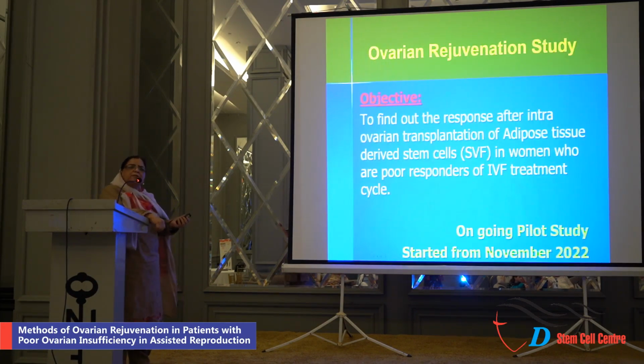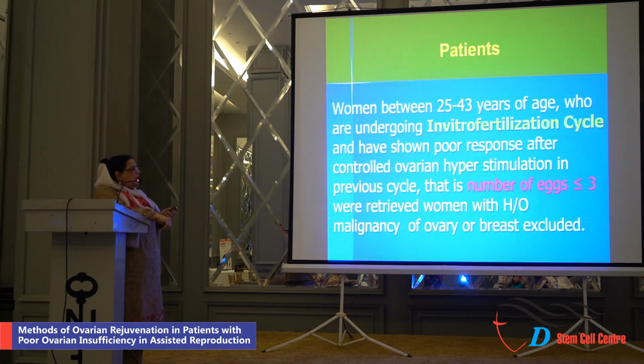This is our small study. We are working at Concept, Australian Concept Infertility Centers, and we wanted to find out the role of intra-ovarian transplantation of adipose tissue-derived SVF in women who are poor responders. This is an ongoing pilot study, and up to now we have done 5 cases. The women were aged between 25 and 43 years, undergoing in vitro fertilization. Previously, they showed a poor response: either no follicle developed after controlled ovarian hyperstimulation, or if follicles developed, on ovum pickup we did not get an ovum.